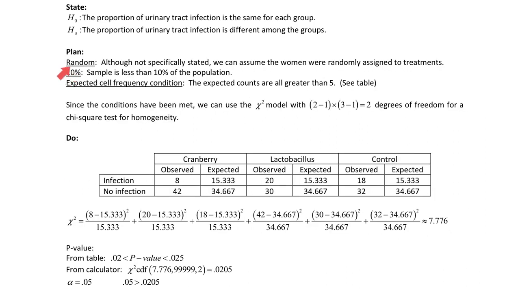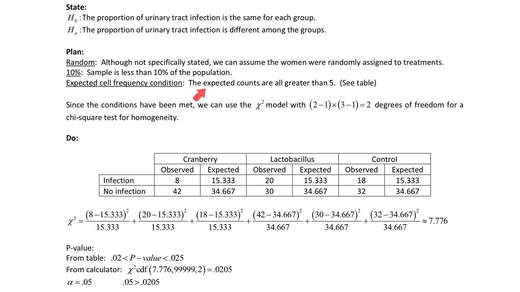You can see that they went through our checks in the plan. So, although not specifically stated, we can assume the women are randomly assigned to treatments. The 10% sample is less than 10% of the population. There were 50 women in each of the groups, so 150. We can assume the population of Finnish women is greater than 1,500, so we should be good there.